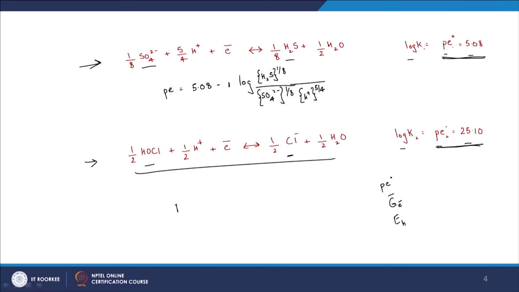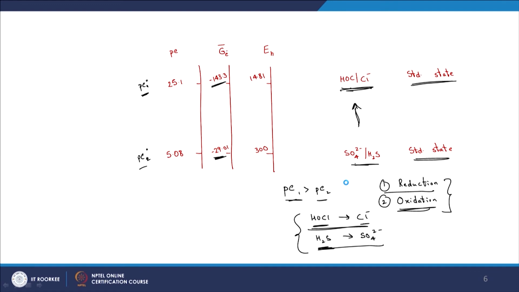And in this particular case, PE is equal to PE naught, which is 25.1, minus log Q dash, 1 by n, again the number of electrons being transferred is 1. So, it is going to be 1 times the reduced form, Cl minus to the power of half, activity of water is 1, divided by HOCl raised to the power of its stoichiometric coefficient half, and again H plus raised to the power of its stoichiometric coefficient half, right. So, from here we can calculate the PE values, and let us see what the system would be.